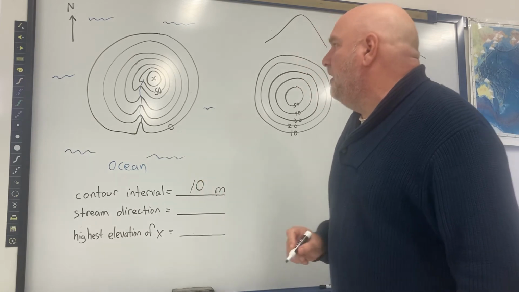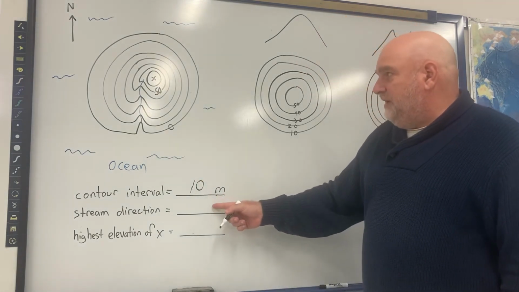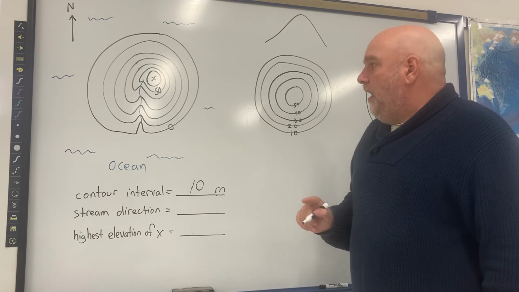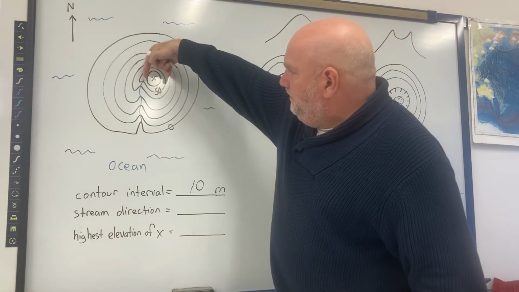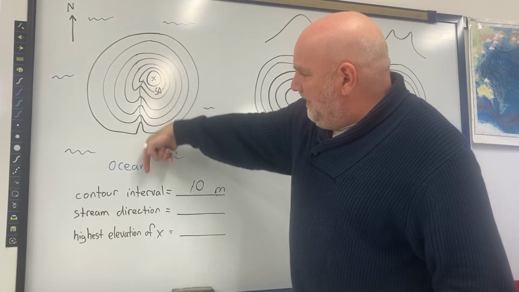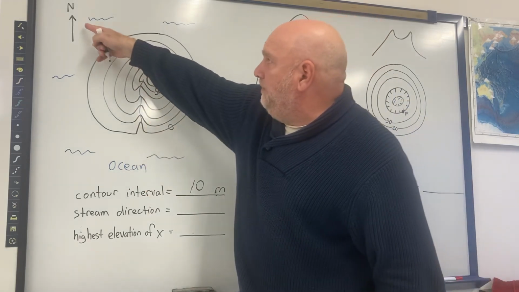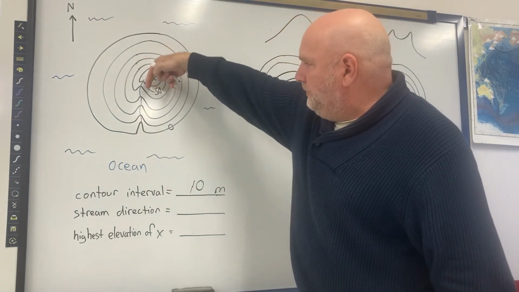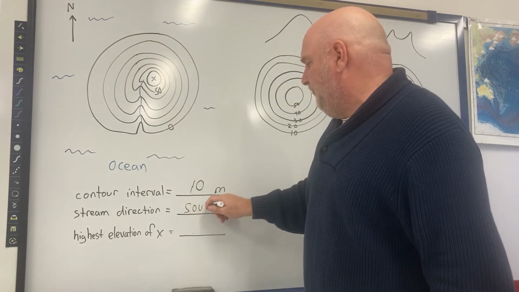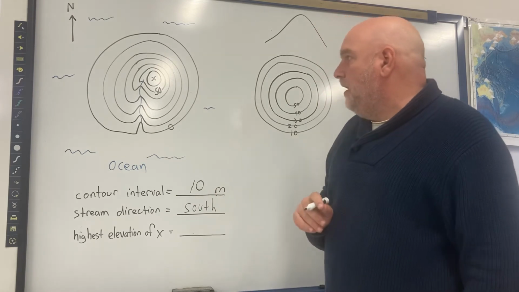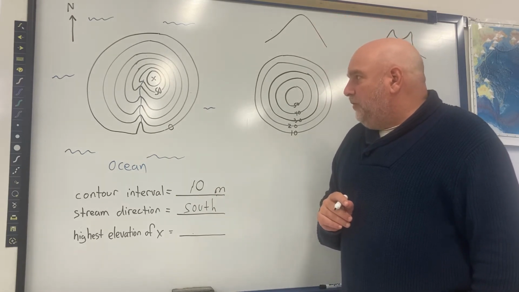Right? Next, the stream direction. My little V's in the streams are pointing this way. That means the water's flowing that way. So I look for my compass, top's north. So if it's going that way, the water is going south.